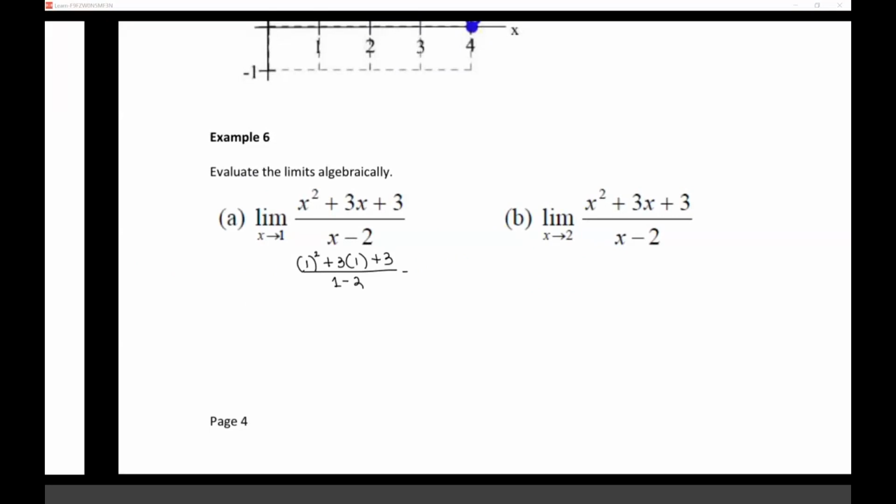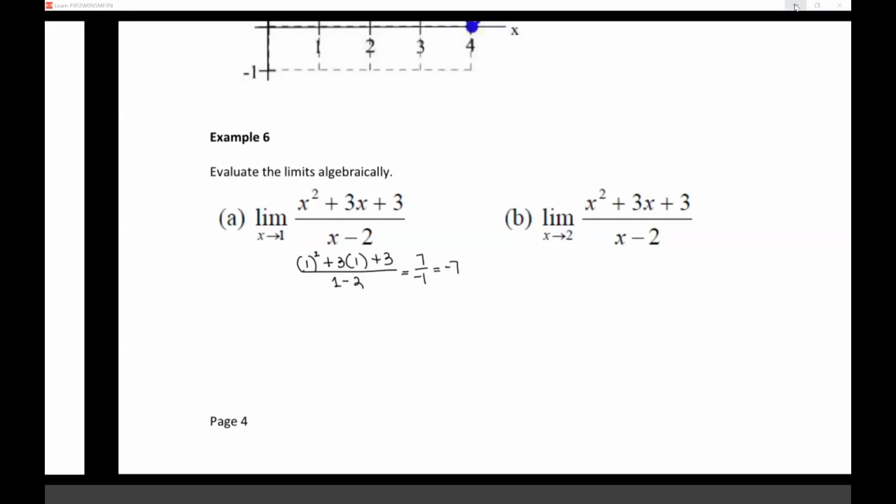If you evaluate all this, you're going to get 1 plus 3 plus 3, so you're going to get 7 up here over -1. So your limit as x approaches 1 will be -7. You ought to be able to see that on the graph too. There's no holes in this graph. So this is just going to be a smooth curve, and the y value when x is near 1 will be near -7. So you'll be able to see that graphically.